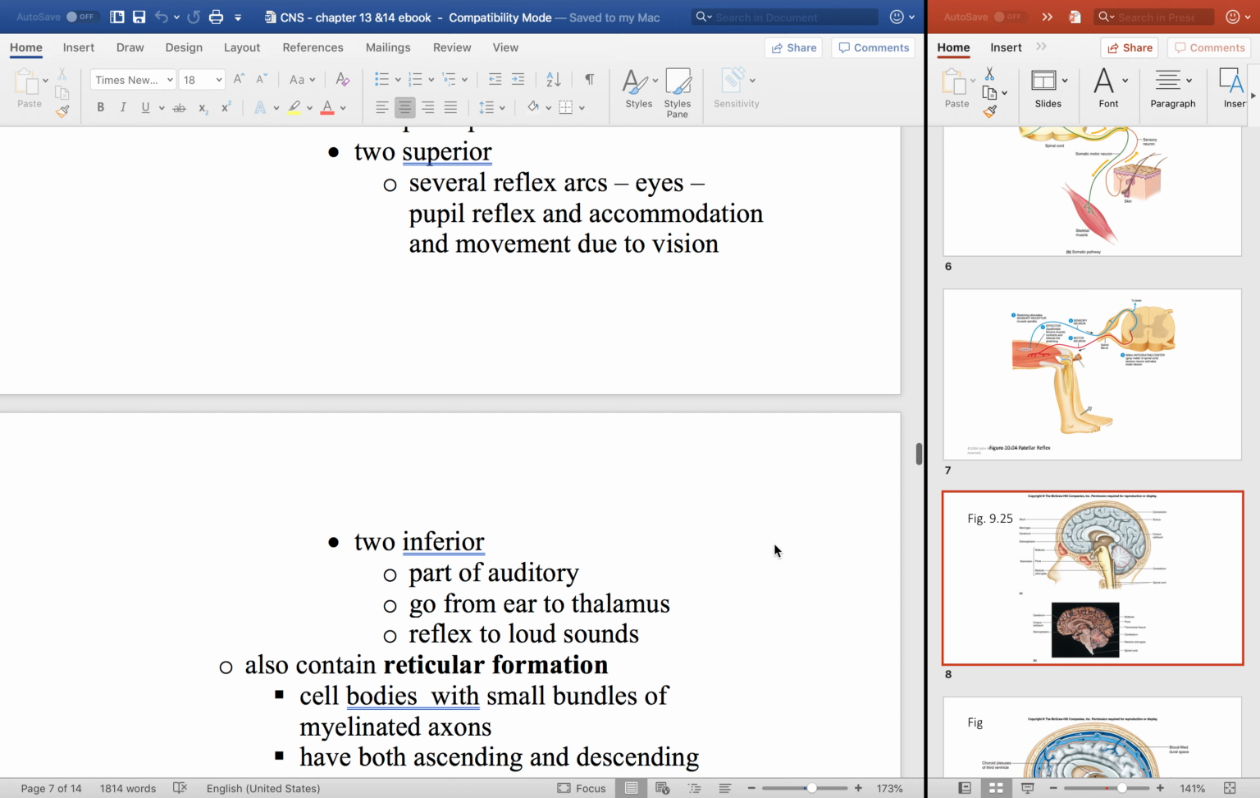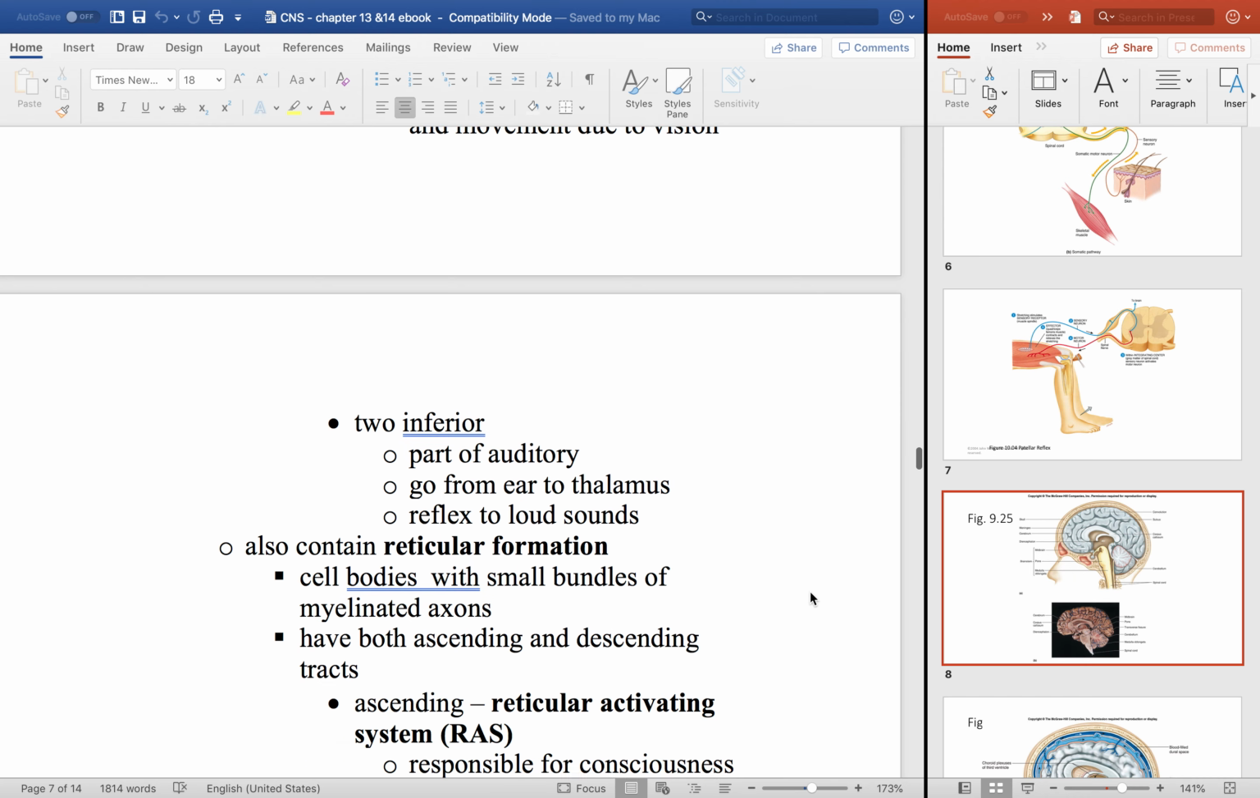The two inferior, so think lower, is auditory, or the ear. So that's what makes us jump to loud noises, and it goes from the thalamus to the ear as far as our reflex responses go.